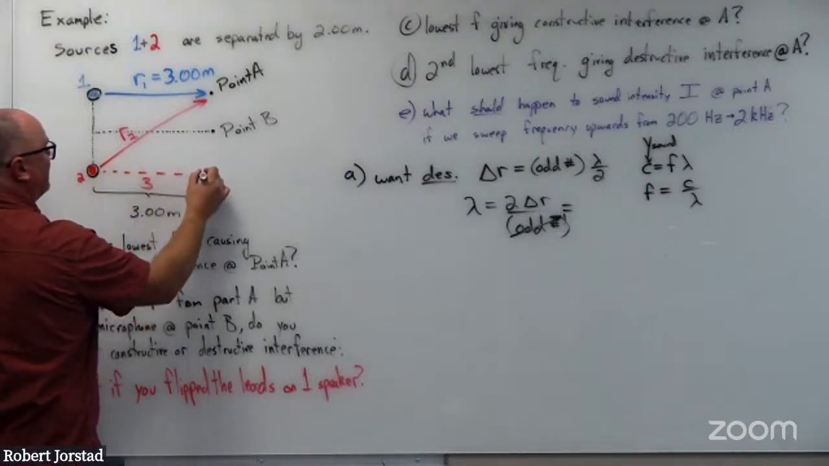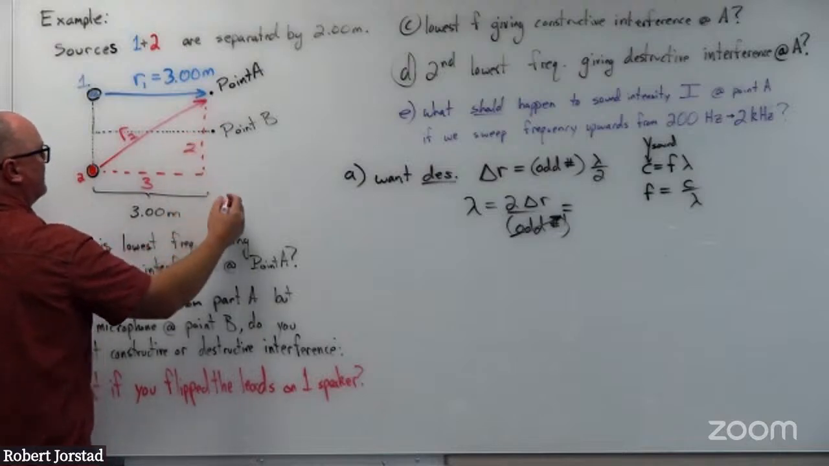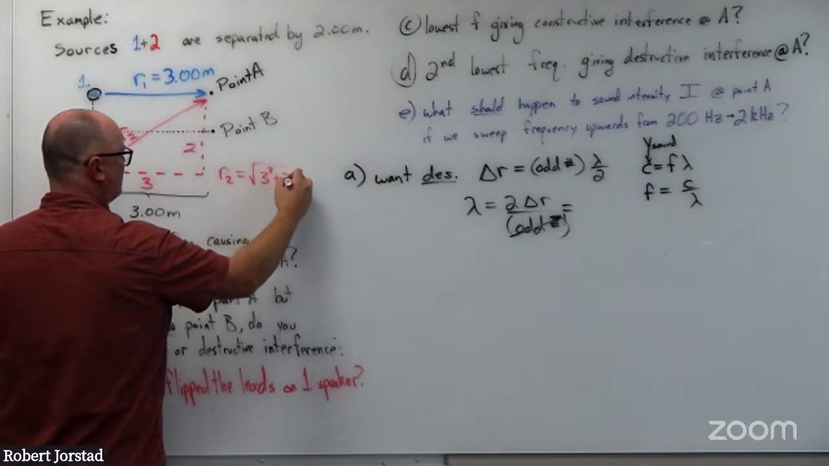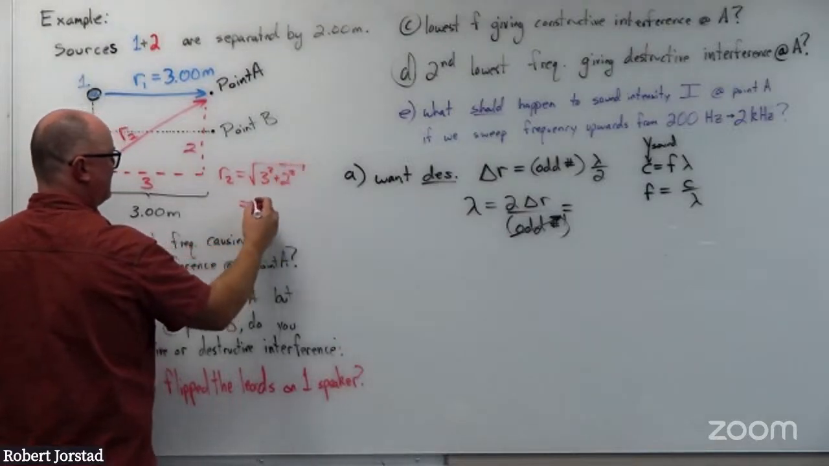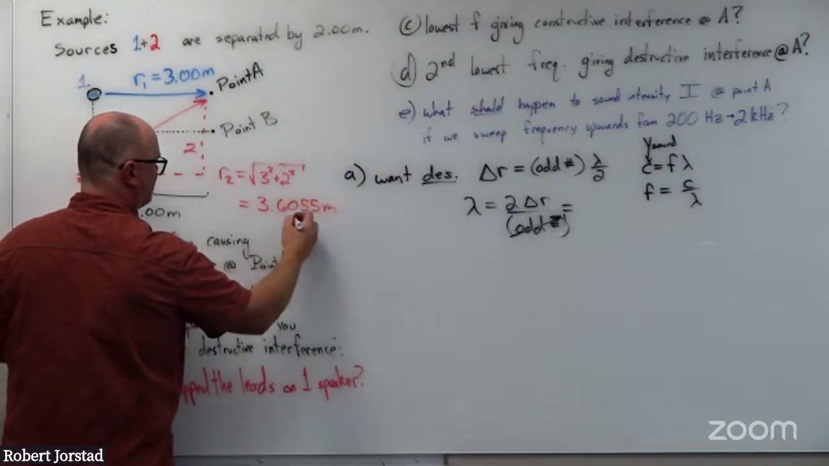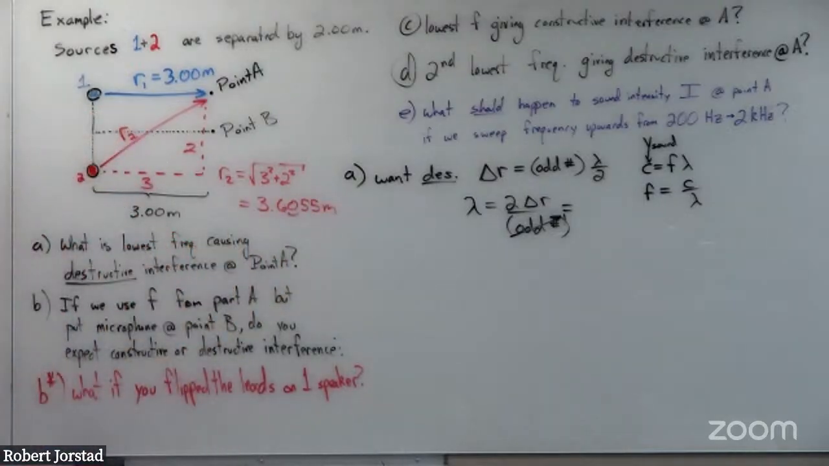This is 3. This is 2. R2 should equal the square root of 3 squared plus 2 squared. And then just to speed this up, I did the math. I think it's 3.6055 meters. Obviously, we don't need all those digits. I'll explain. Let me make sure that I wrote that down right.